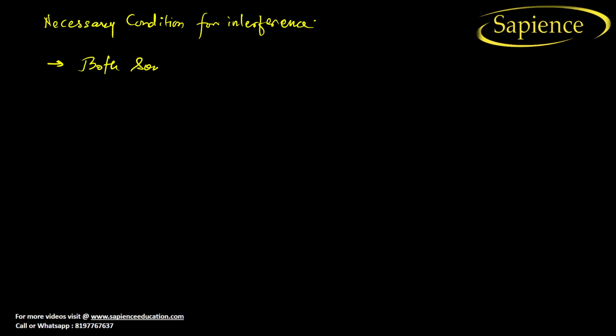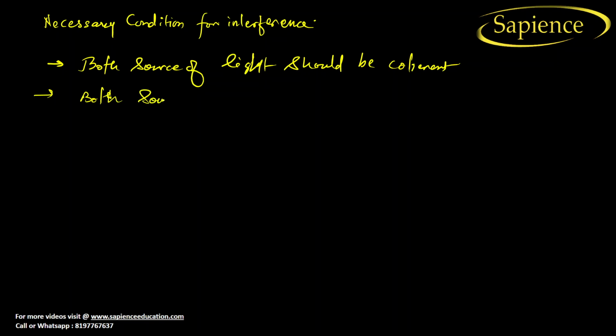Okay, so let us discuss some necessary conditions for interference. First condition: both sources of light should be coherent. Second condition: both sources of light should be monochromatic, that is, single color.